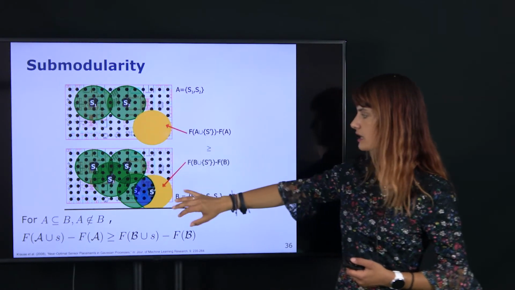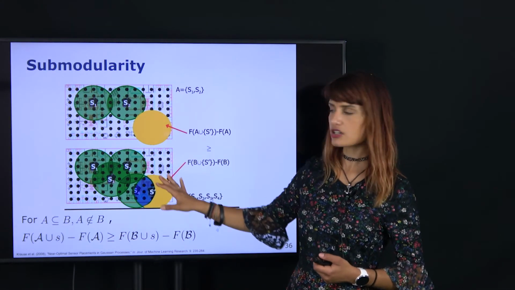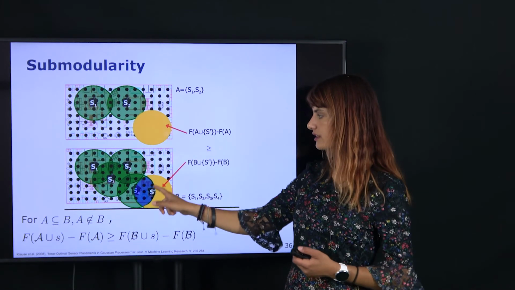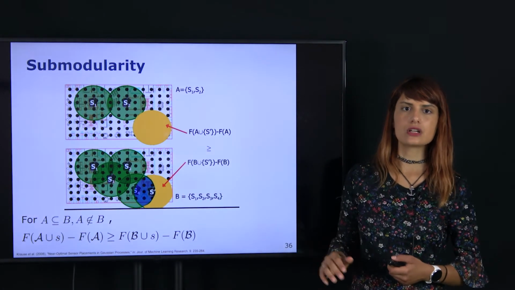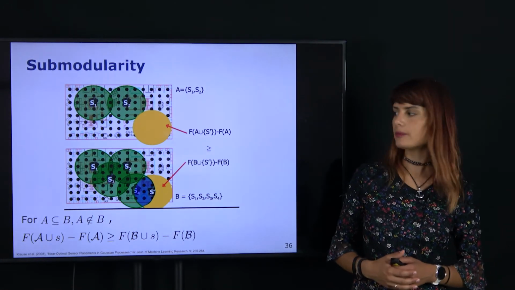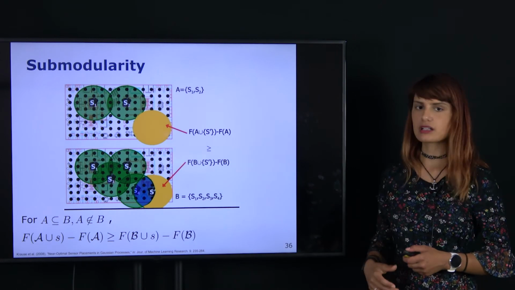spheres of influence, as compared to the bottom, where the presence of this extra sensor actually overlaps. So we already know something in this environment, and therefore the gain from adding an additional sensor in this location will not be too high. And this is all these equations on submodularity are trying to tell us.